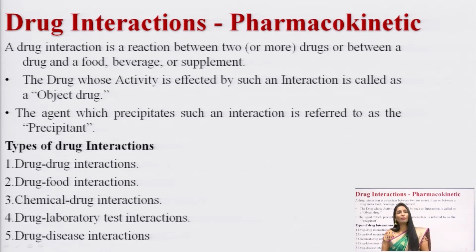If you are talking about the types of drug interaction, there are many types: drug-drug interaction, drug-food interaction, chemical drug interaction, drug-laboratory test interaction, and drug-disease interaction. If a person has a disease condition and takes a drug, the disease state with the drug can cause a drug-disease interaction.